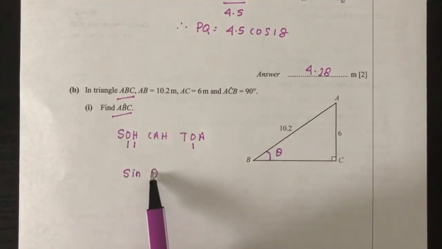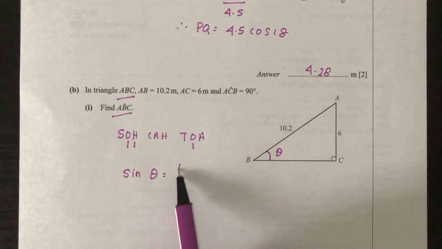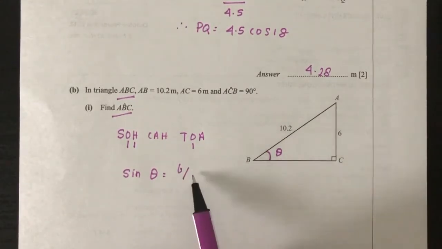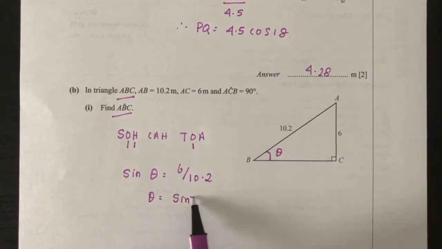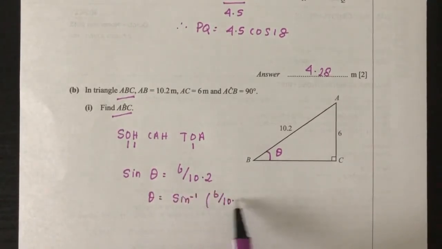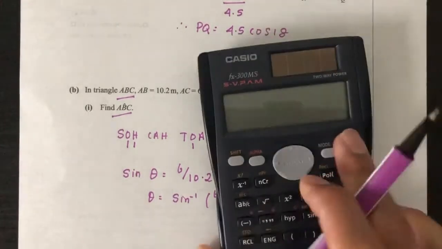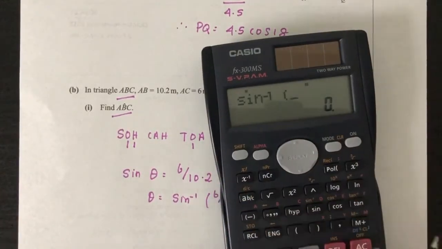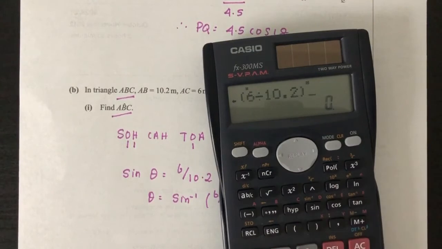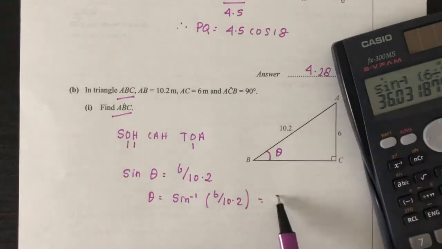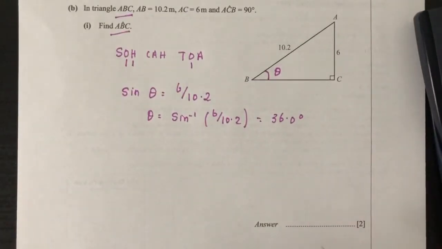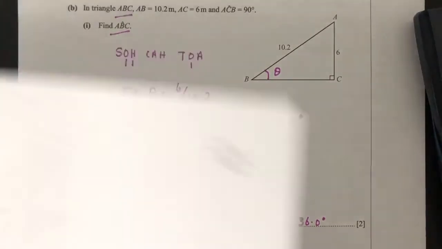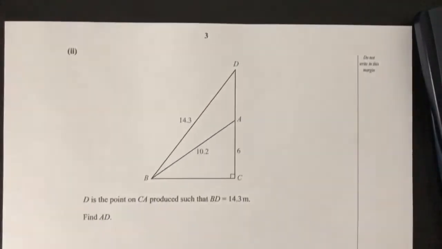So sine of the angle theta will be your opposite, which is 6, over hypotenuse. Now theta will be equal to sine inverse of this ratio. So let's see what we get. So sine inverse of 6 divided by 10.2, that will be 36.0. So the angle is 36.0 for the angle ABC. Okay, so now let's move on to part 2 of the same part of question B.